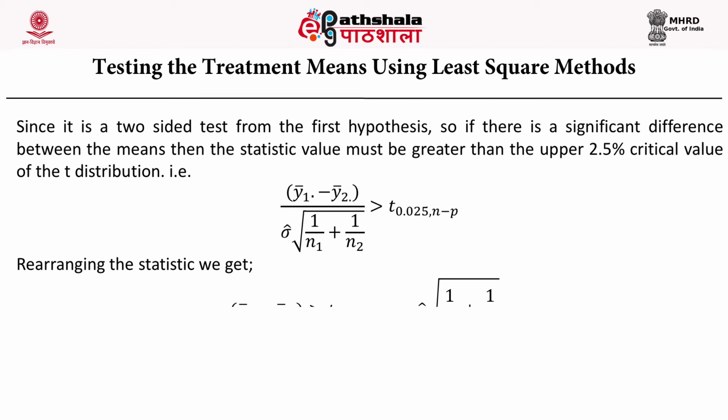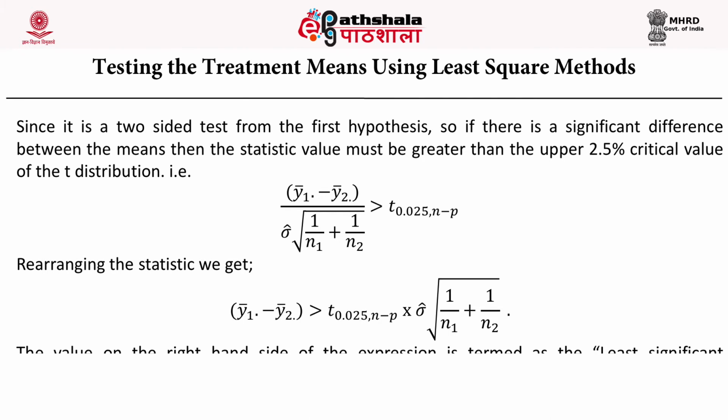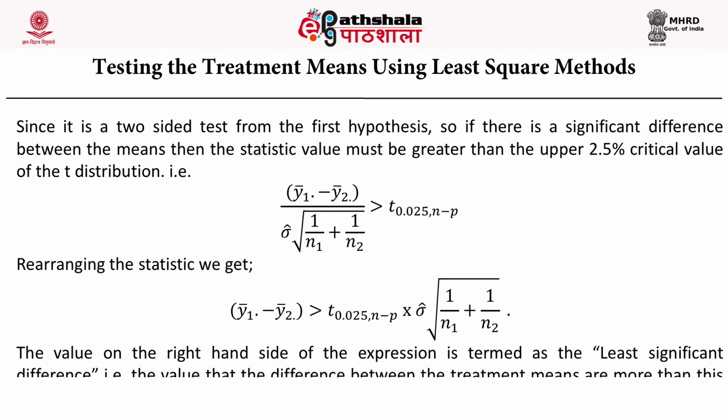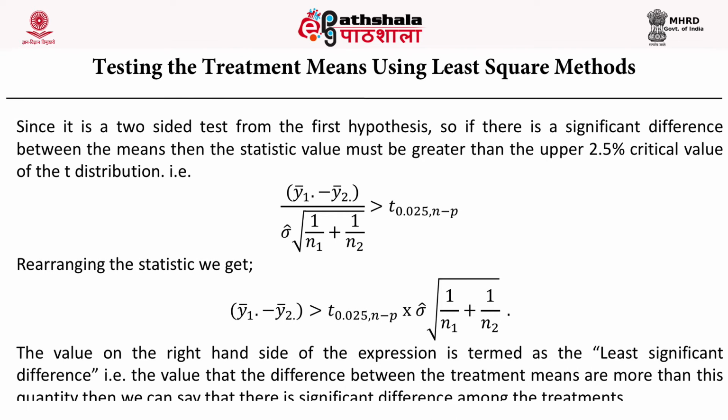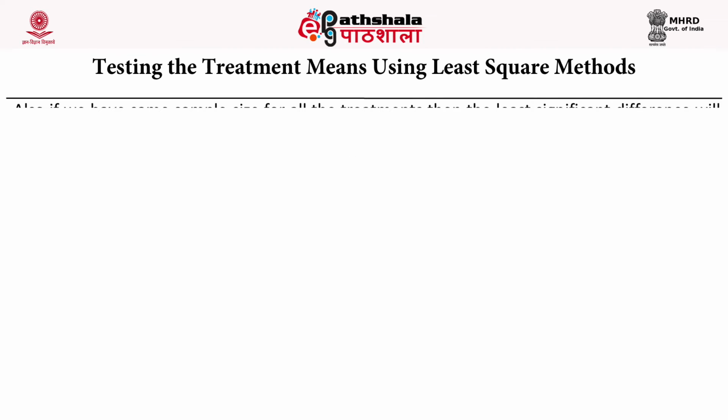On rearranging the statistic, we get y1 dot bar minus y2 dot bar is greater than t with 0.025 and n minus p degrees of freedom into sigma hat into square root of 1 upon n1 plus 1 upon n2. The value on the right hand side of the expression is termed the least significant difference. That is, if the difference between the treatment means is more than this quantity, then we can say that there is a significant difference among the treatments.